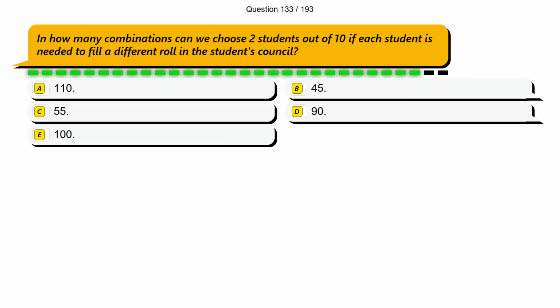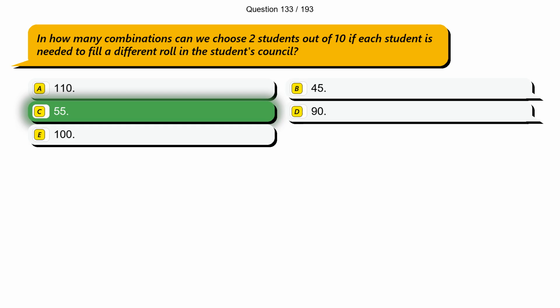Question 133. In how many combinations can we choose 2 students out of 10 if each student is needed to fill a different role in the student's council? Option A, 110. Option B, 45. Option C, 55. Option D, 90. Option E, 100.